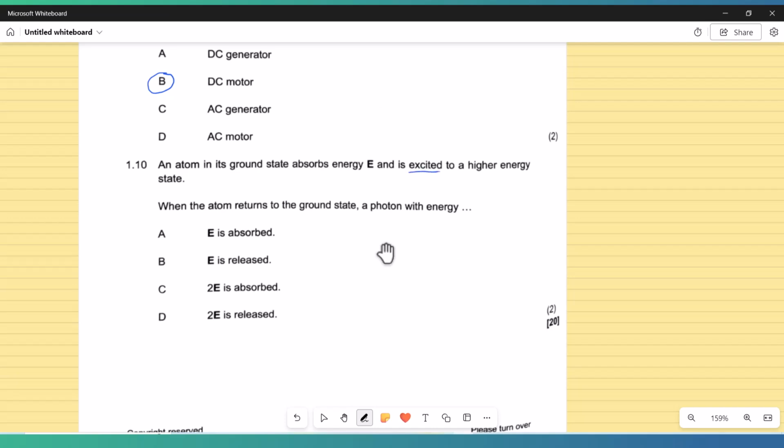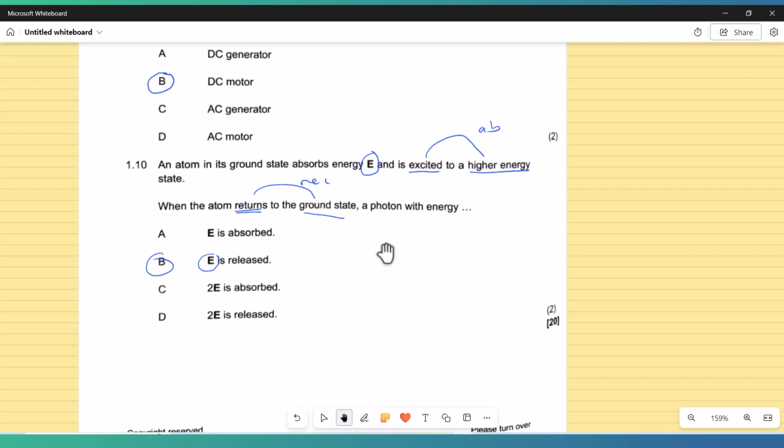We got to a higher energy state. Now, when you went up from low to higher, we absorbed the energy. But when you return to the ground state, you must release. So this is absorb, this is release. Because we absorbed the energy E, we must release energy E. So the answer is going to be B here.